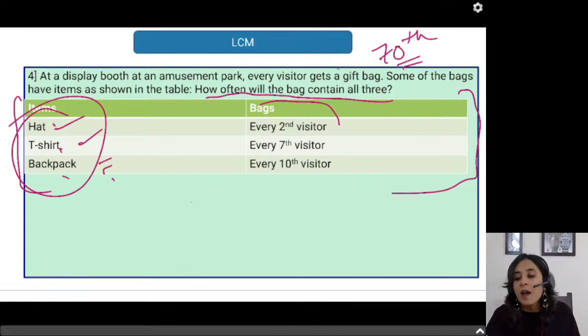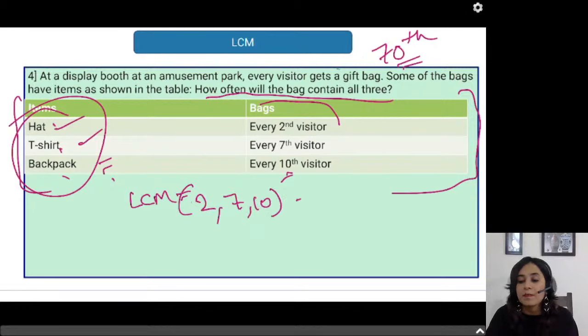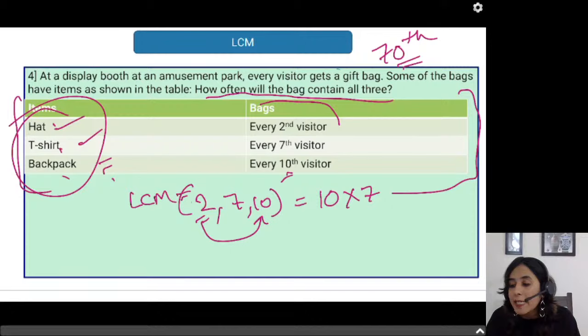Now, what do we have to do exactly for people who have not gotten this particular question? Every second visitor is getting a hat, every seventh visitor is getting a t-shirt, and every 10th visitor is getting a backpack. So we have to find out the LCM of 2, 7, and 10. The LCM of 2, 7, and 10 is 10 into 7. I can ignore this 2 because this 2 is already contained in my 10. And the correct answer is 70.